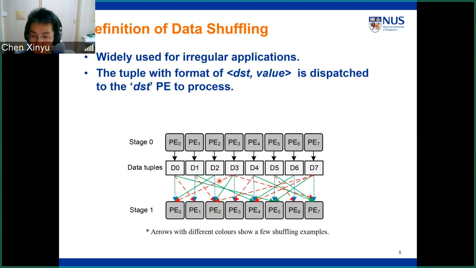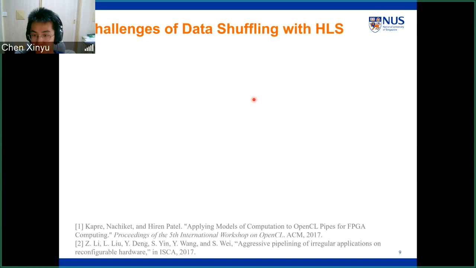So the compiler cannot know this connection at compile time. It's like there is a fully connected network here. So what's the challenge of doing this with HLS?